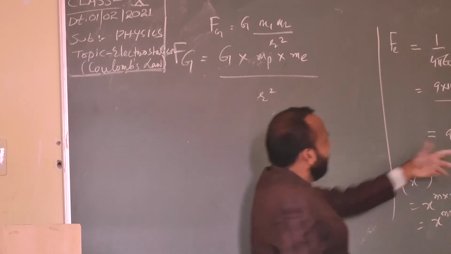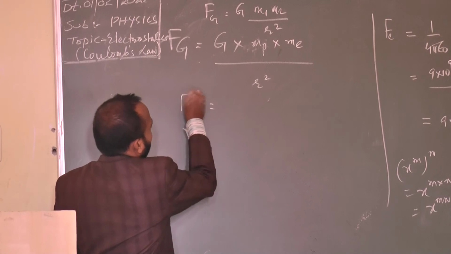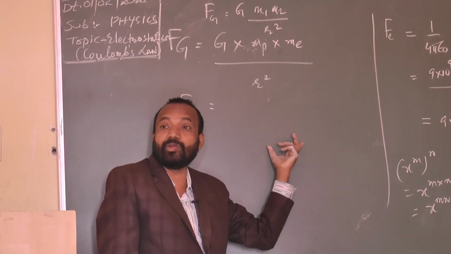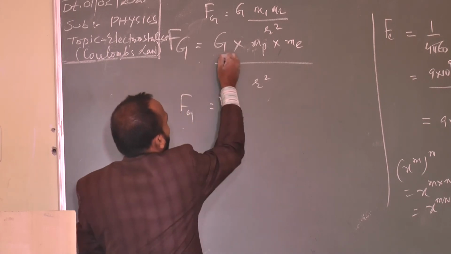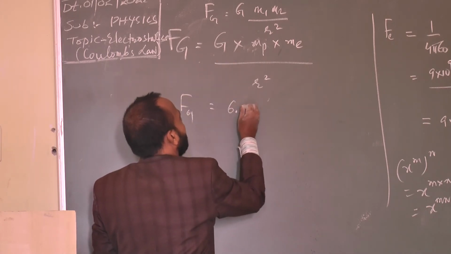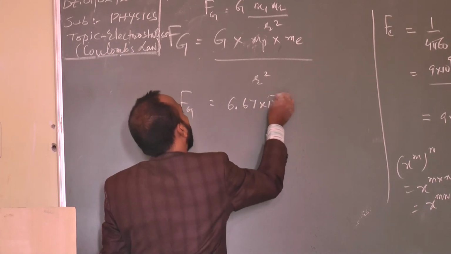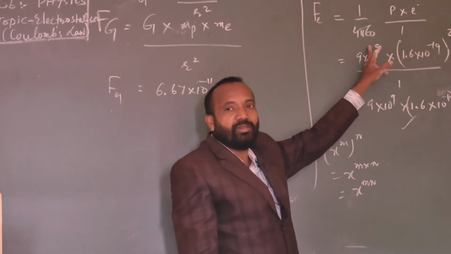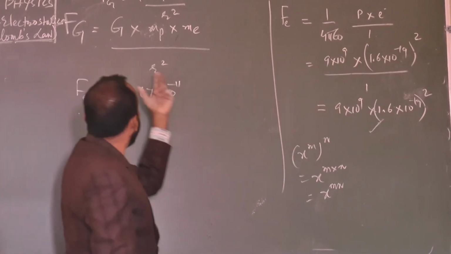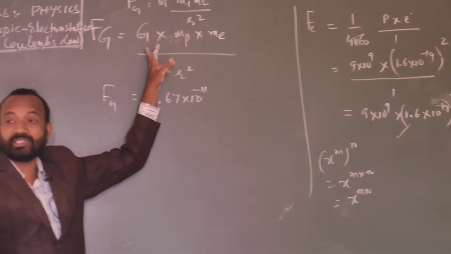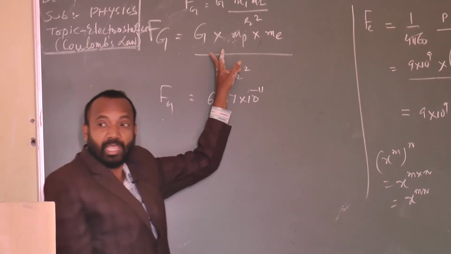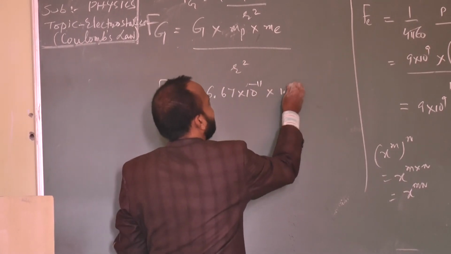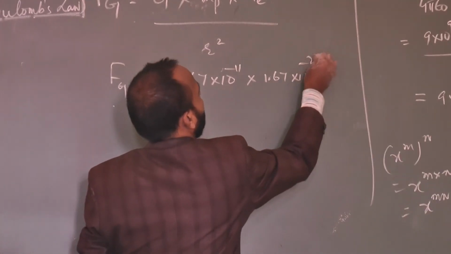If you calculate like this, what will be the expression of Fg? Fg will have G, whose value is 6.67 into 10 to the power minus 11. So the value of the universal gravitational constant is 6.67 into 10 to the power minus 11. Here I have given the value of 1 by 4 pi epsilon as 9 into 10 to the power 9. Here capital G is the universal gravitational constant, according to Newton's law of gravitation. The mass of the proton is 1.67 into 10 to the power minus 27.